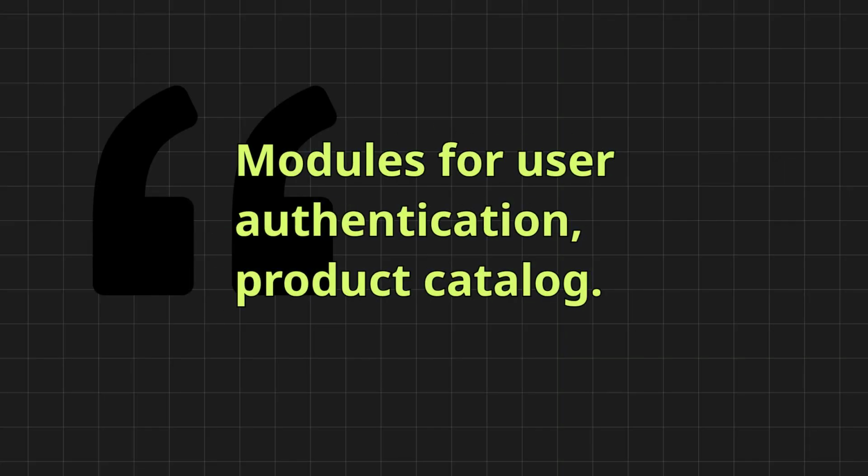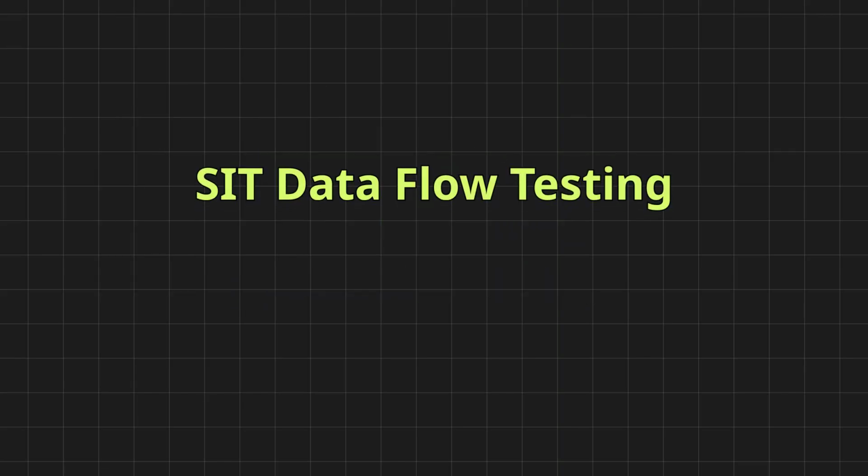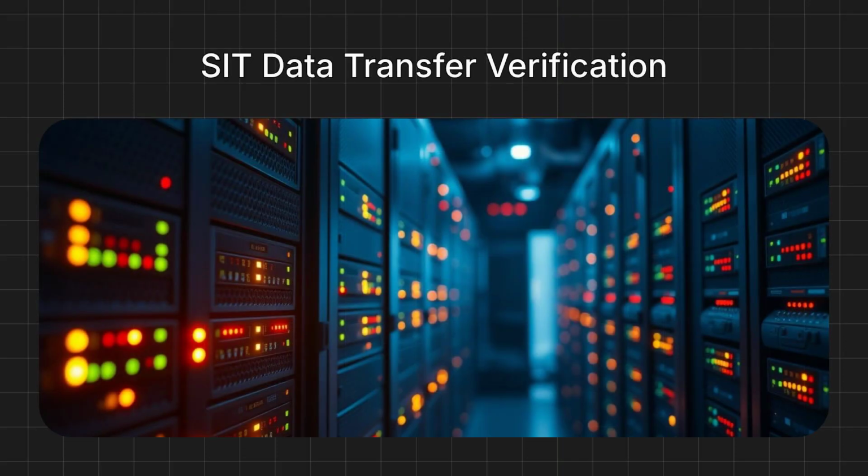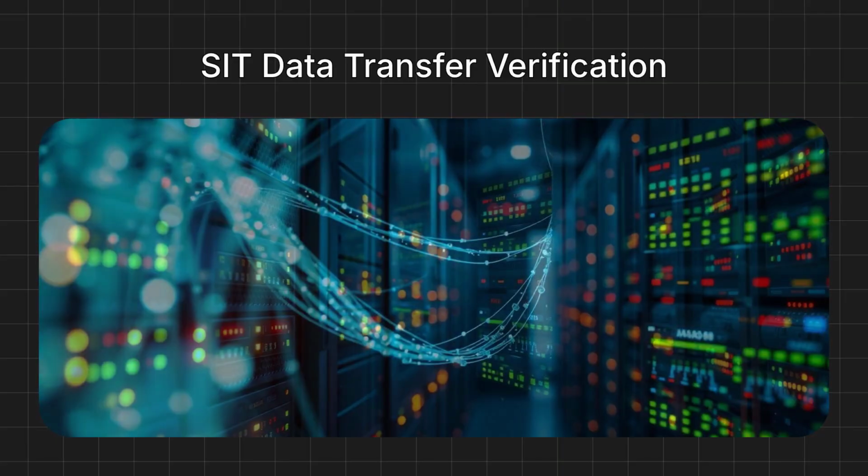Consider an e-commerce application. It typically involves modules for user authentication, product catalog, shopping cart, and payment processing. During SIT, we would test scenarios that involve the flow of data between these modules. For instance, testing the process where a logged-in user adds an item from the catalog to their shopping cart. This involves the authentication module passing user details to the cart module, and the catalog module providing product information.